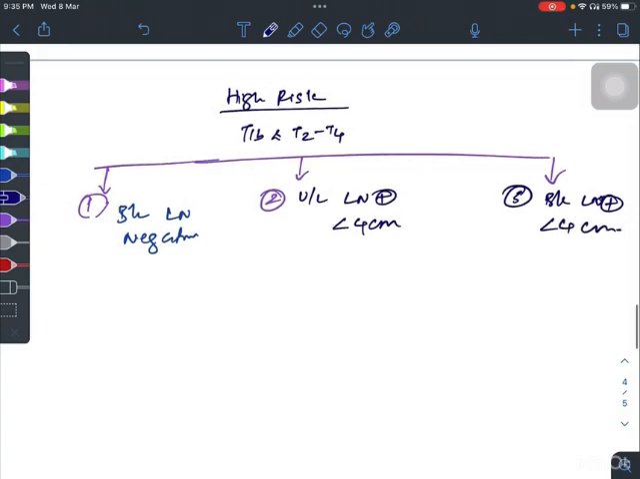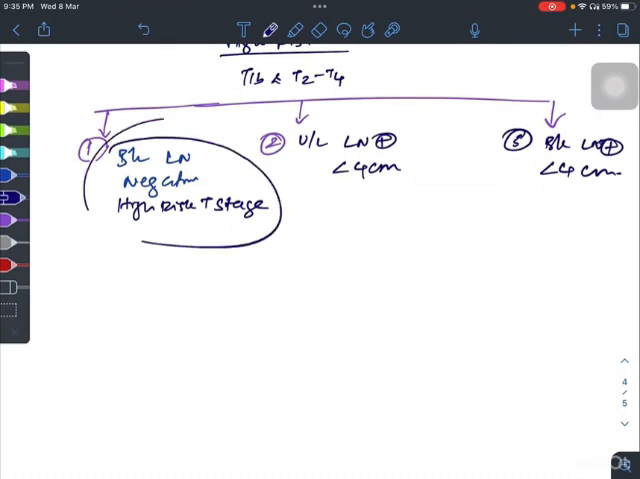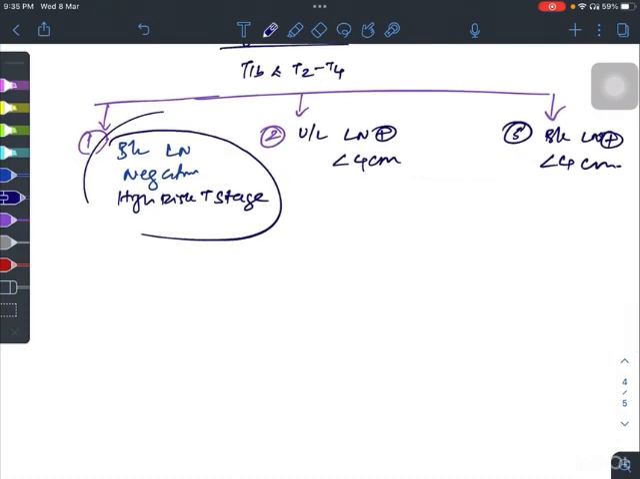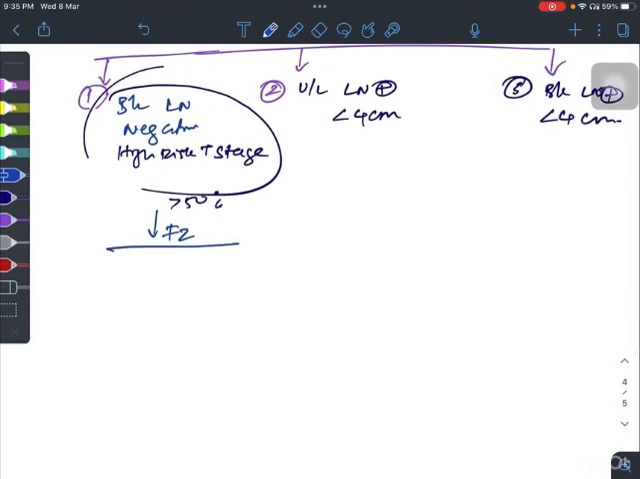So first let's discuss the first scenario. Here the bilateral lymph nodes are negative but the disease is high risk T stage. Since it's a high risk carcinoma, the chances of nodal metastasis is more than 50%. So we are going to do the frozen section if it is available. If the frozen section is negative, we can observe. If the frozen section is positive, we will go for deep inguinal lymph node dissection and pelvic lymph node dissection.